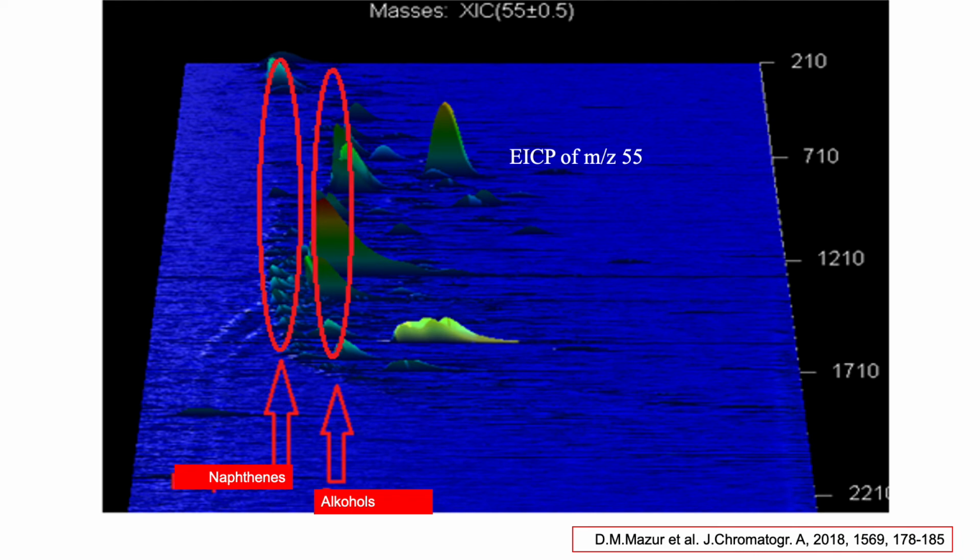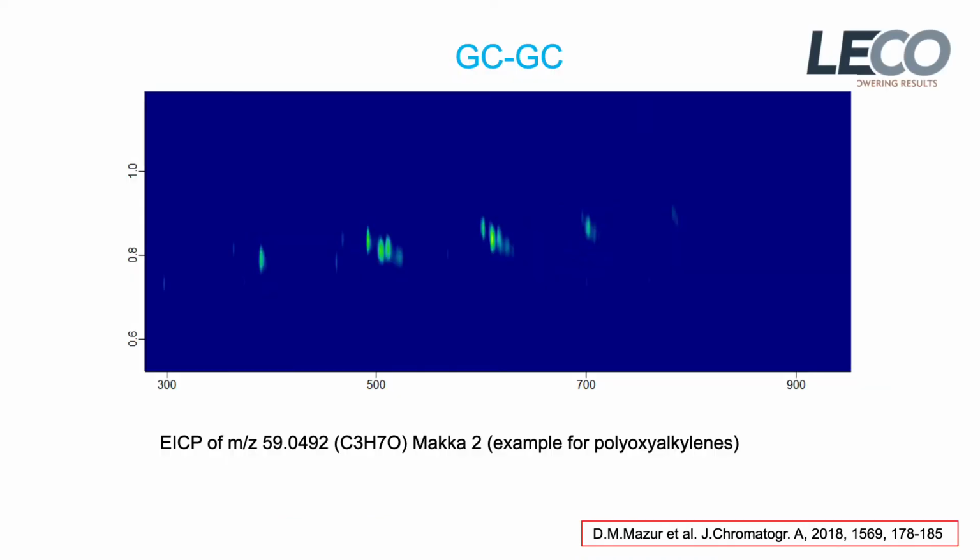Another important benefit of GC-GC is position of the peaks. For example, alcohols and naphthenes give very similar mass spectra due to easy loss of water molecule by alcohols. However, when you work in GC-GC mode, since alcohols are more polar, they appear in a different place of this two-dimensional chromatogram. And just knowing the position of your peak, you can say that you are dealing with naphthenes or alcohols.